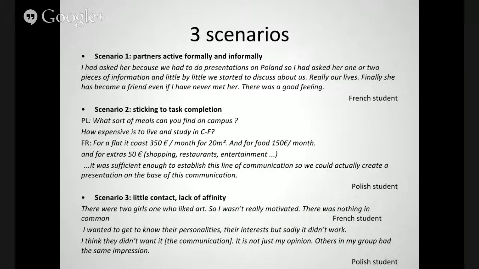Generally, we observed 3 scenarios which describe this communication. In the first scenario, both partners are active, formally and informally. What happened really was that it started with joint efforts on the task. Students were collaborating on the task, but then they moved to discussing personal issues, sometimes in French. So that's one scenario. The second scenario, probably the most common, in fact, is sticking to the task.